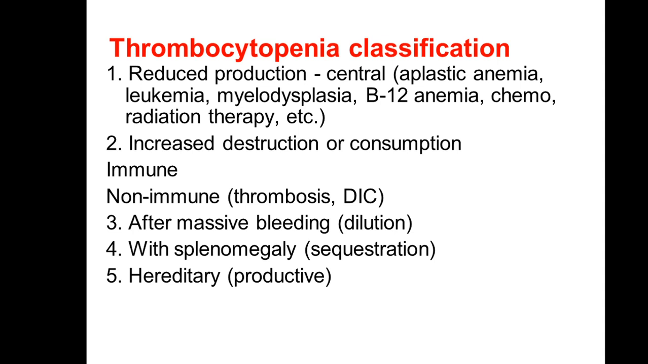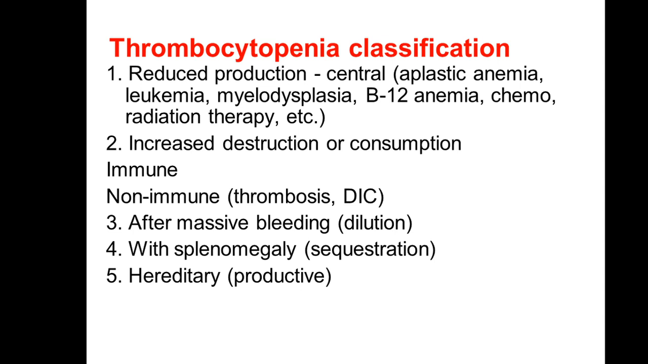Thrombocytopenia classification: mostly thrombocytopenia occurs due to reduction of production of platelets in bone marrow. It may develop due to central mechanism, due to aplastic anemia, leukemias, myelodysplasias, even may develop sometimes in B12 deficiency anemia due to decreasing DNA production and decreasing cell division. Also may develop due to chemo or radiation therapy of bone marrow.